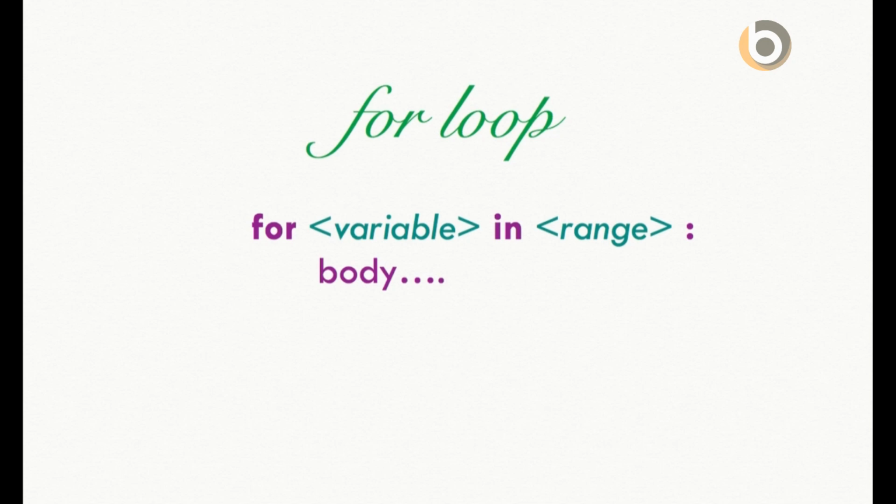Range will return a list that will contain a series of numbers, and for each number the loop will execute its body. Range specifies how many times the loop should iterate through the body of the for loop. The body of a loop can be a single statement or it can be a bunch of statements. Let's look at an example.